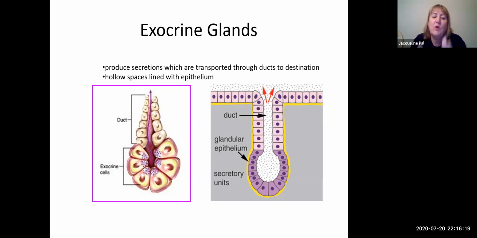And so what you have to realize is these are spaces. And so if you go back and you think about the types of tissue, epithelium covers every surface in your body. So these ducts have to be lined with epithelium. Most often it's going to be a cuboidal, either simple or a stratified cuboidal, but not always.